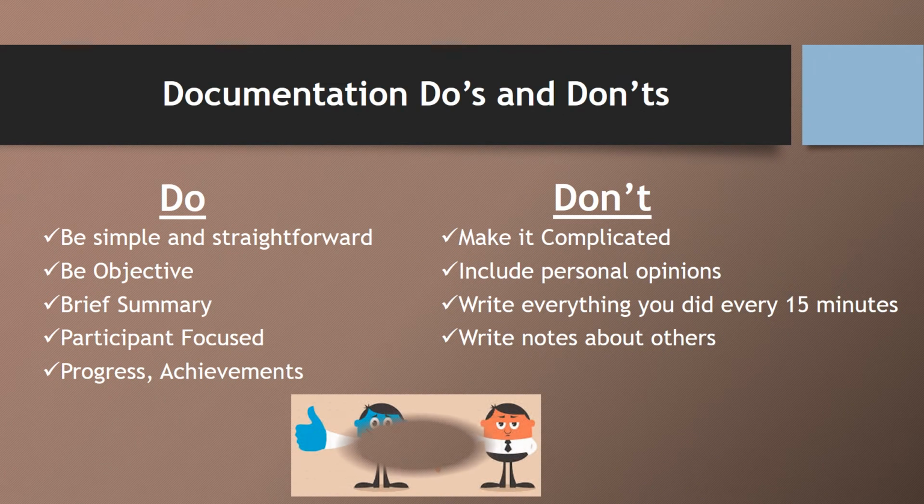It doesn't have to be complicated. It should be simple and straightforward. Cite facts and observations, not your personal opinions. Write a brief summary of the activities that occurred during your shift, not everything that happened every 15 or 30 minutes. Documentation should be focused on the participant, not anyone else in the household or other SSWs. For habilitation service, document how the participant is working to meet their outcome, their responses, their progress, their achievements. Let's review some documentation examples.